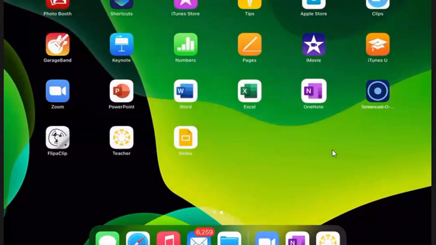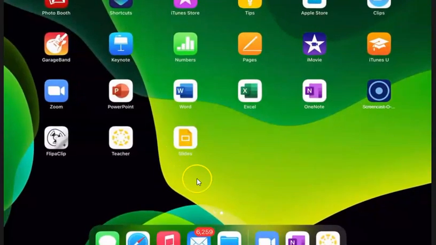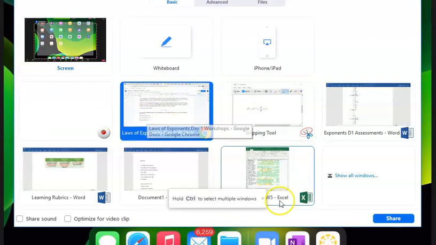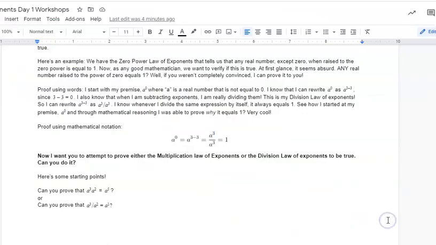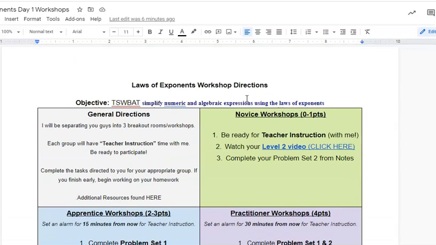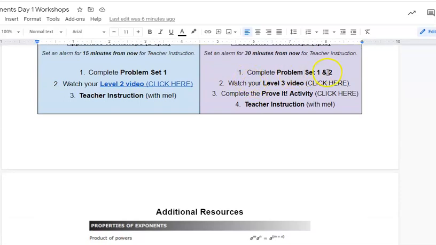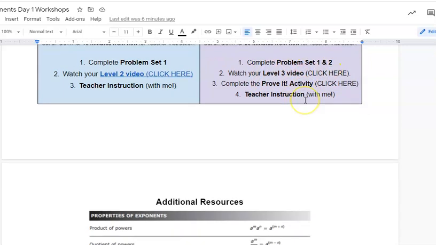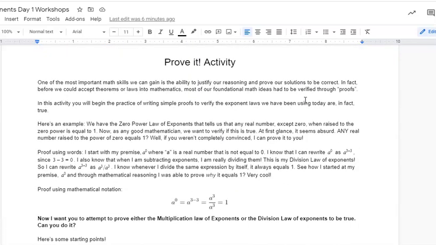So now that I've shown you the answer key, let me stop sharing so I can move to my computer. Here we go. Once again, you are a practitioner, so you should have done problem set 1 and 2 first. Click on this video to watch it, then start the prove it activity.